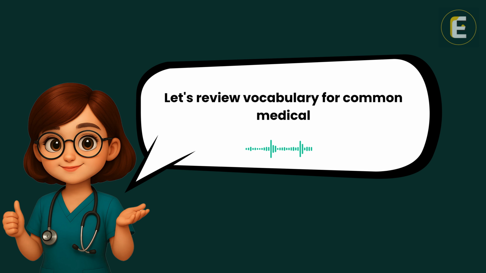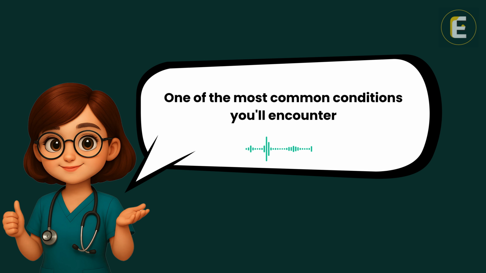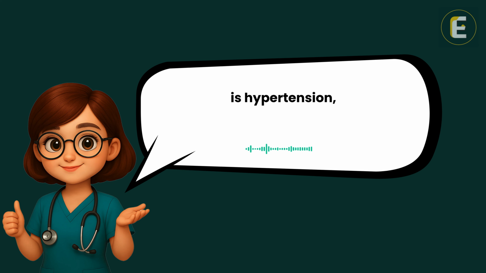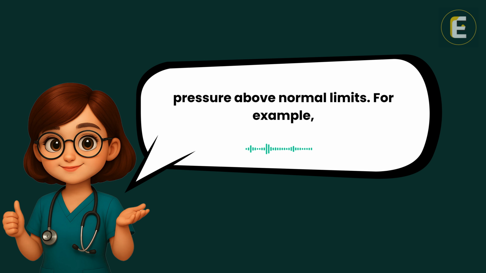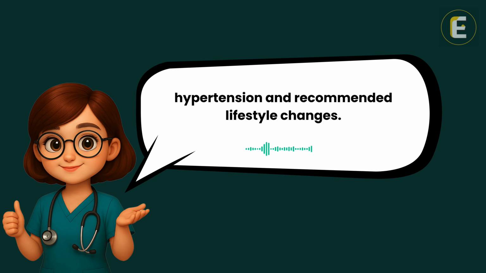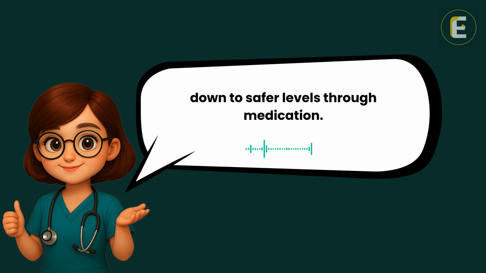Let's review vocabulary for common medical conditions you'll encounter. One of the most common conditions you'll encounter is hypertension, which refers to persistently elevated blood pressure above normal limits. For example, the doctor prescribed medication to control his hypertension and recommended lifestyle changes. In this context, control his hypertension means bringing the patient's abnormally high blood pressure down to safer levels through medication.